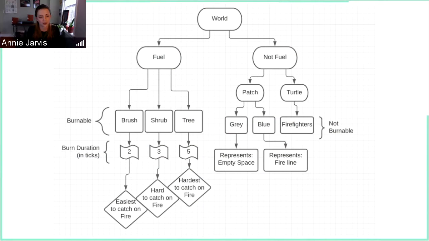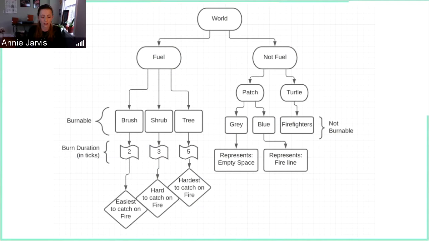And then our shrub is anything between what you would consider grass and below what you would consider to be a tree. And then we have our trees, which burn for the longest amount of time at 5 ticks. And they're the hardest to catch on fire with the most requirements in order for them to catch. And then if you are not fuel, you can either be a patch or a turtle. So our patches that are not fuel can either be gray colored or they can be blue.